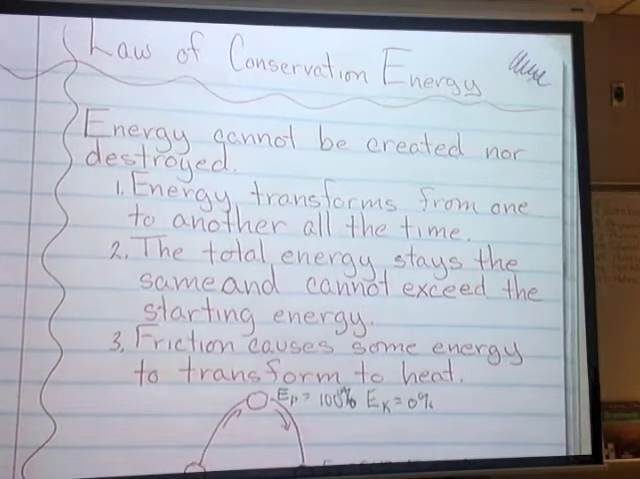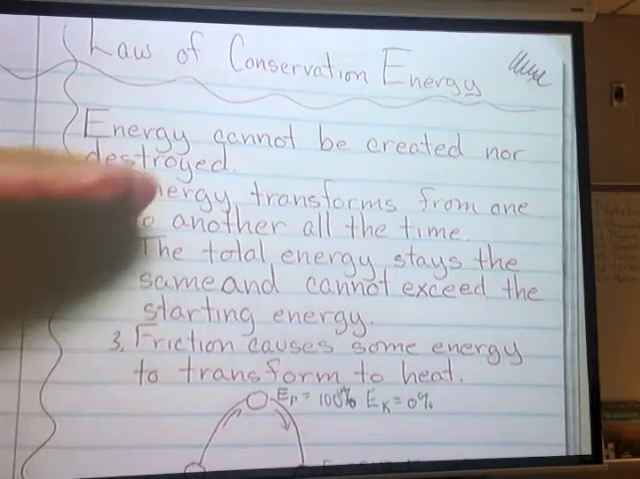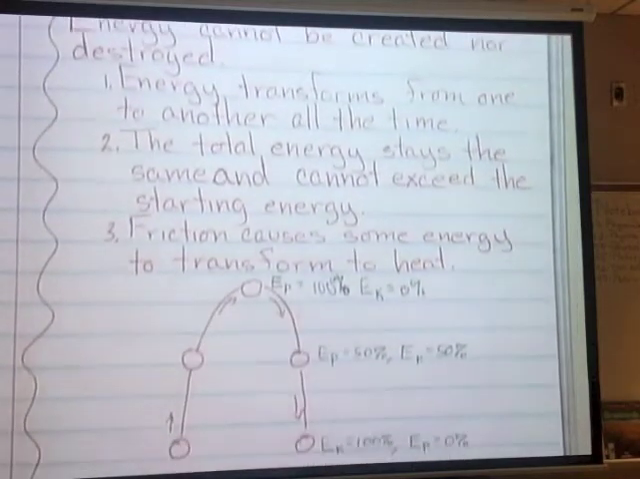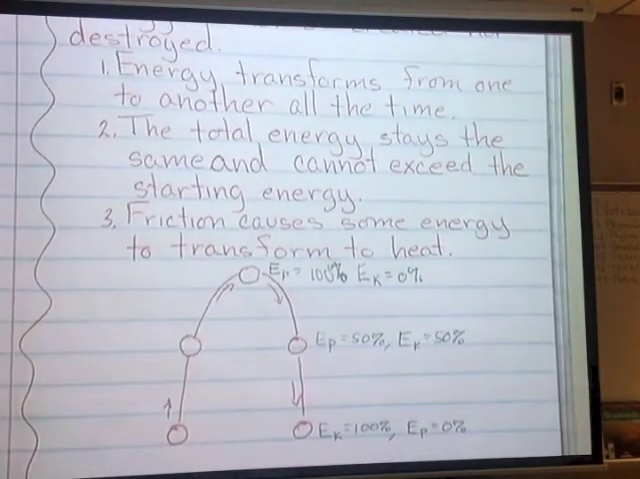So just to refresh your memory, the law of conservation of energy states that energy cannot be created nor destroyed. So we went through and we talked about these different things, and we said that when we look at the law of conservation of energy, we are going to have to ignore friction, because friction basically causes energy to be transformed and, in quotation marks, lost in the form of heat or in sound.